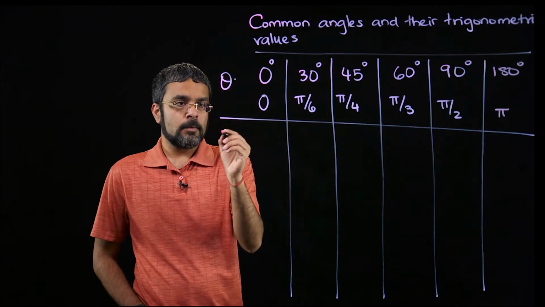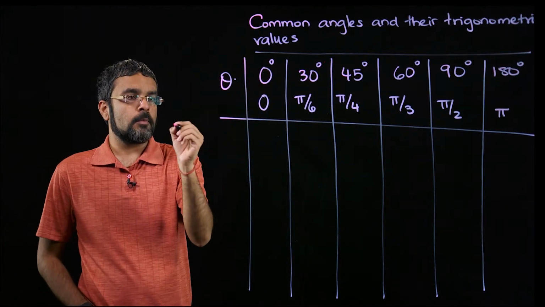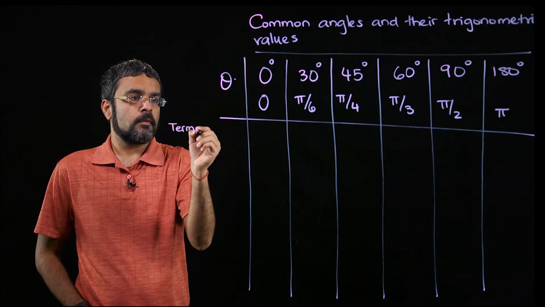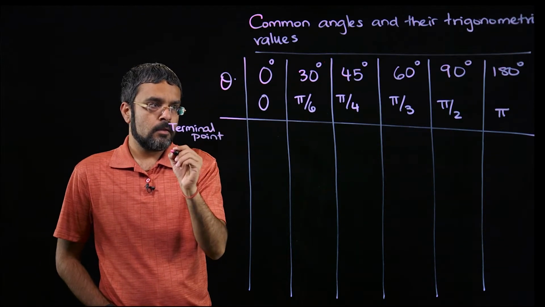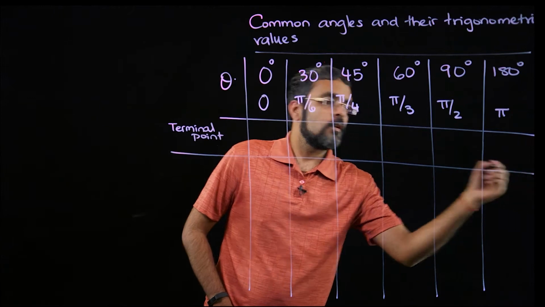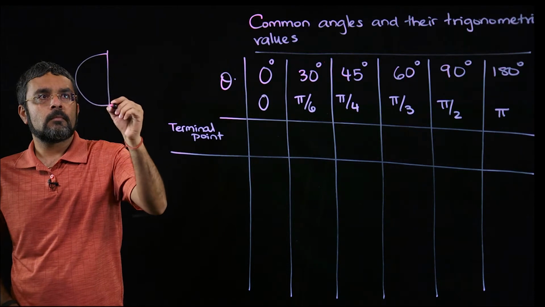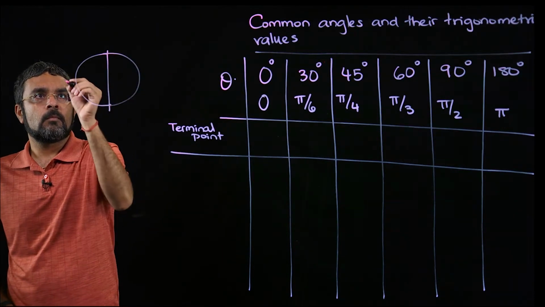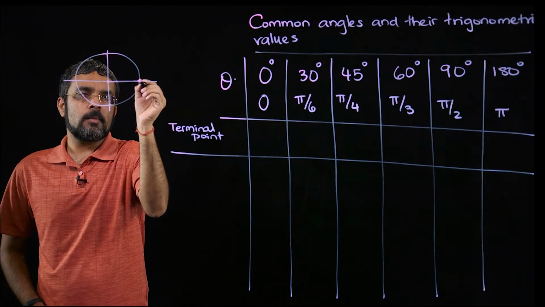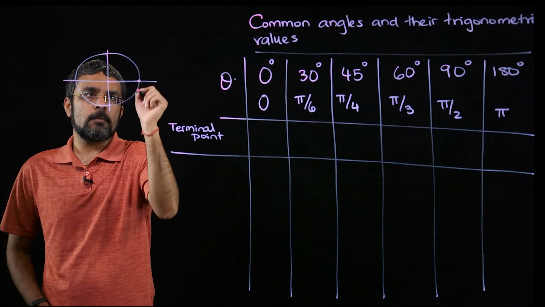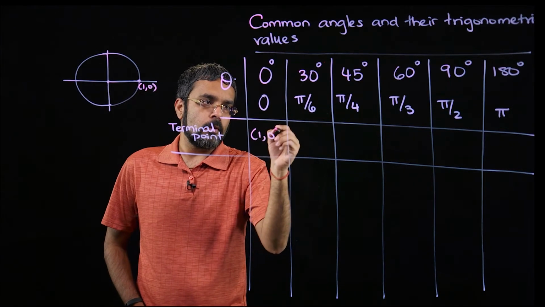Okay, so the first thing I'm going to do here is write down the terminal point. So my terminal point for 0, now let's think about it. Let's say this is my unit circle. If my angle is 0 degrees, that means my initial and my terminal side are on the same spot, which means this is going to be the point 1, 0. So my terminal point here is 1, 0.